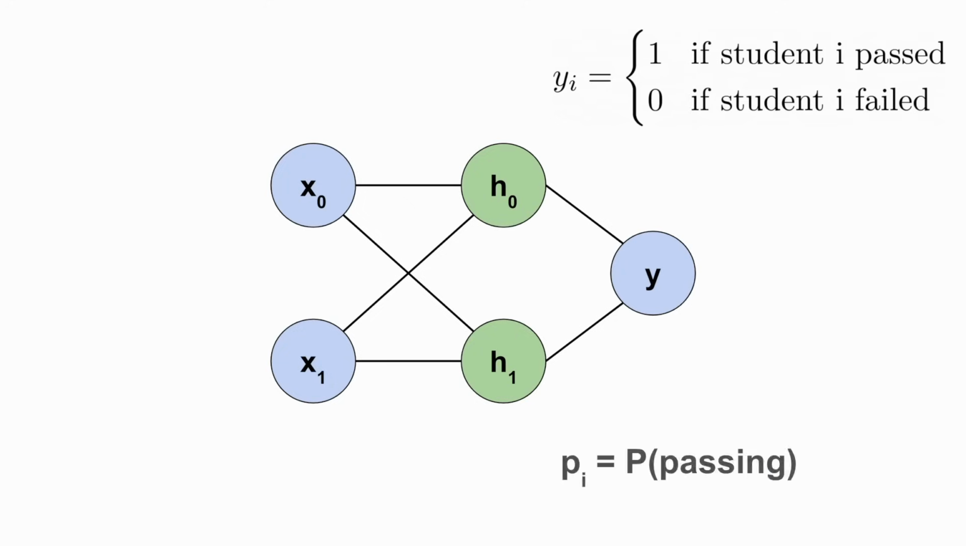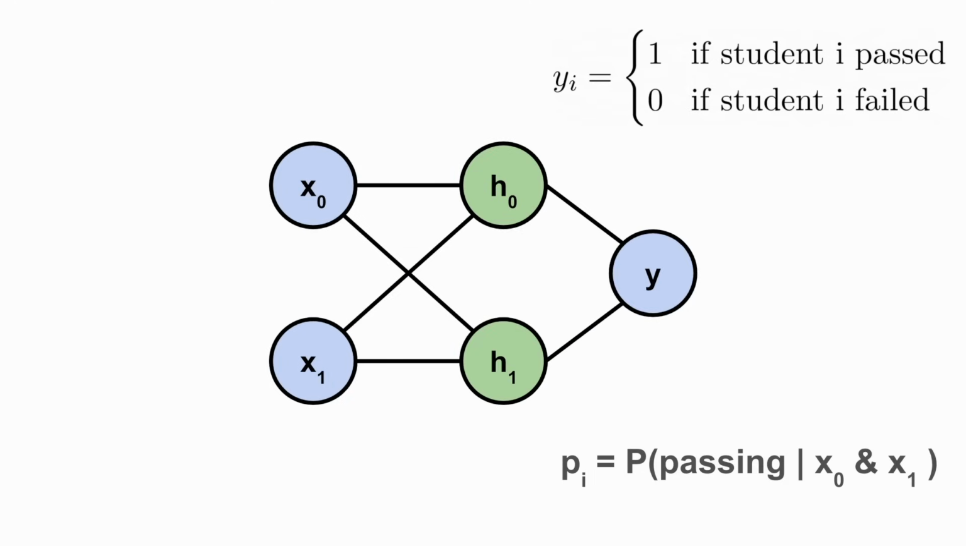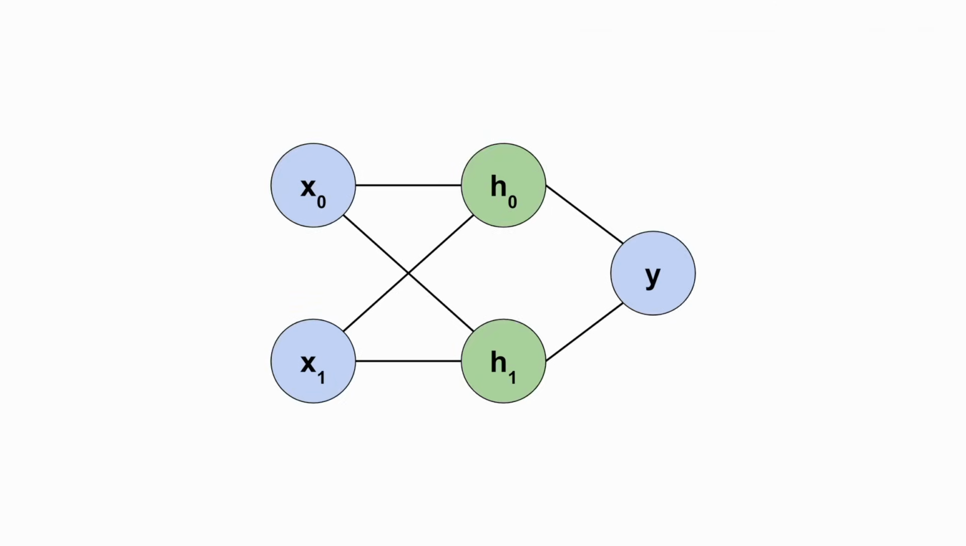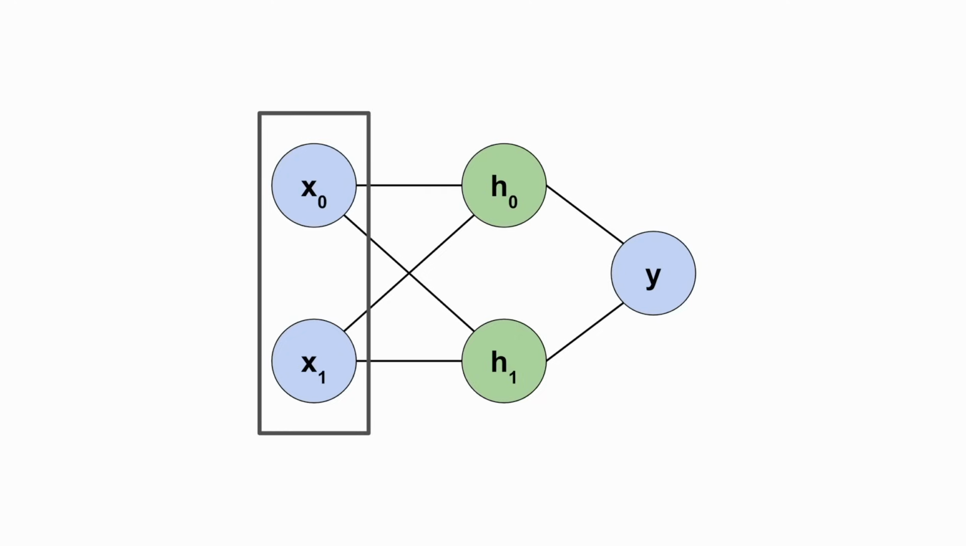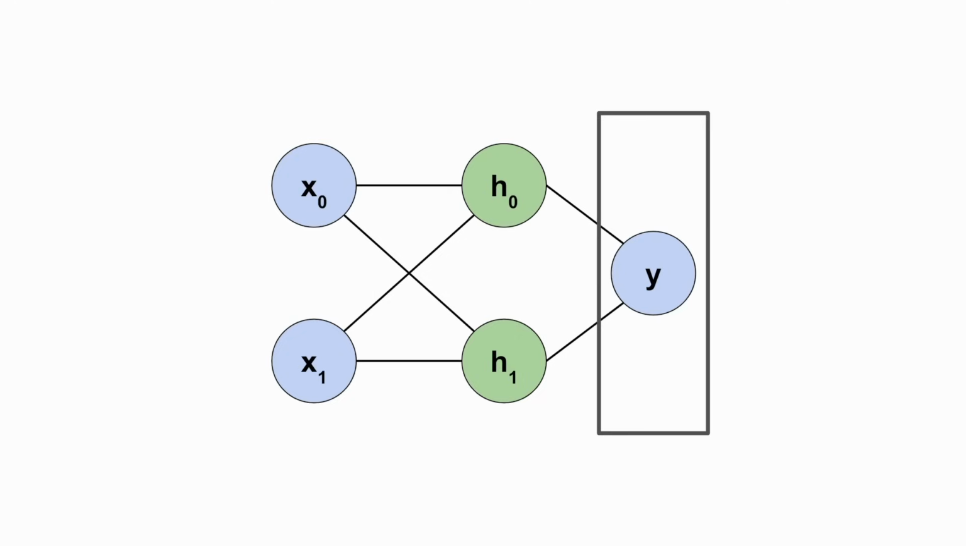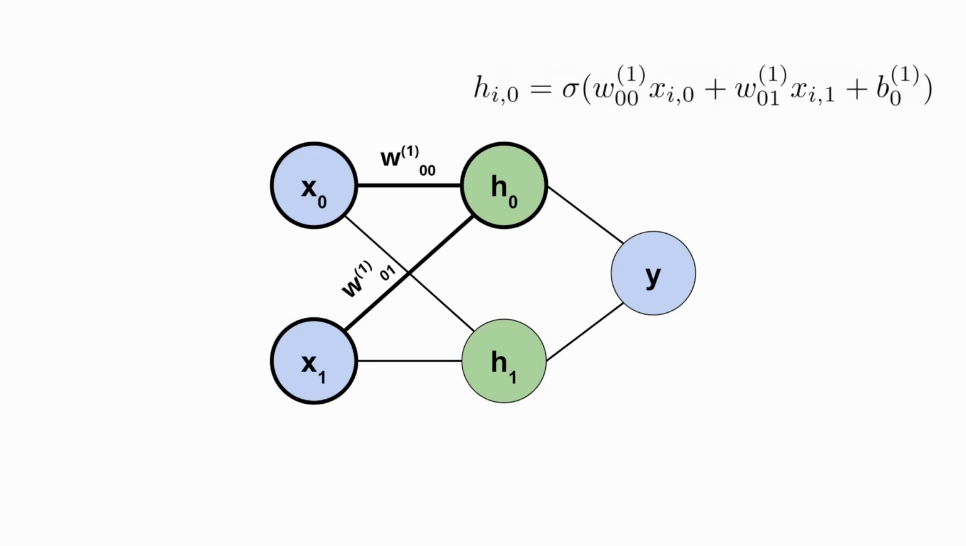To compute the probability of passing assigned by this neural network to student i, which we'll call pi, we first need to compute the specific levels of confidence and stress of student i given their specific study time and exam length. That is, we first need to compute the intermediary values h0 and h1 that depend on the x0 and x1 characteristics of that student. Each of these vertical sets of values is a layer, and we'll compute things from left to right layer by layer. h0 is the sigmoid of a linear function of x0 and x1 with the following weights and bias.